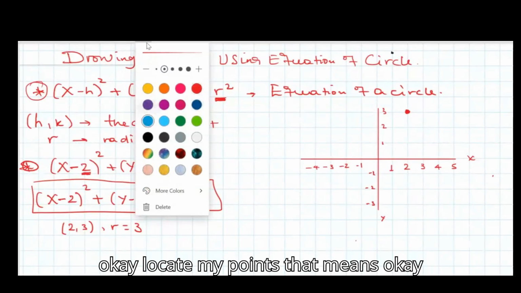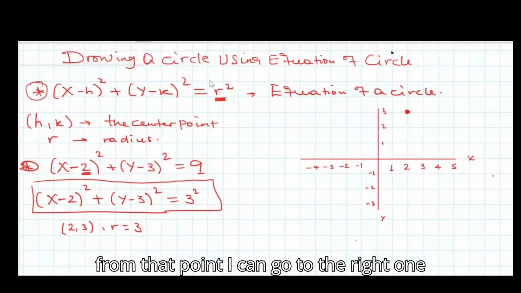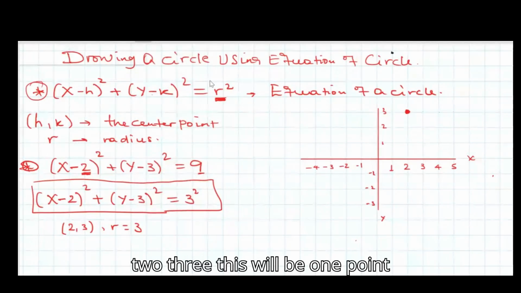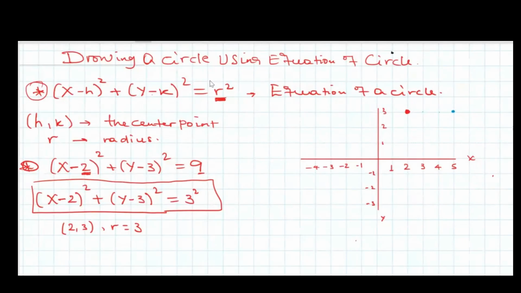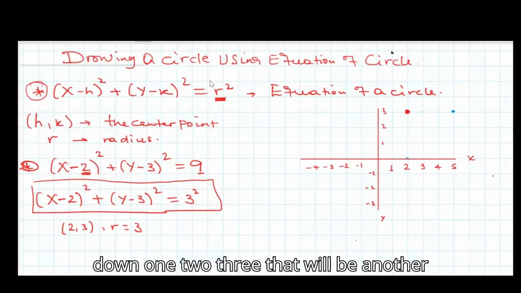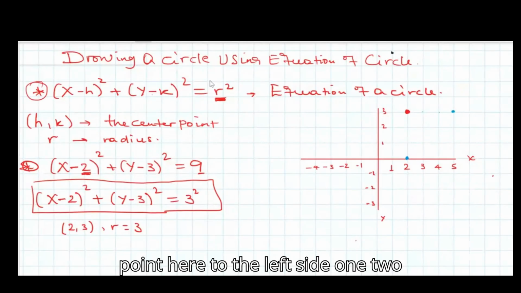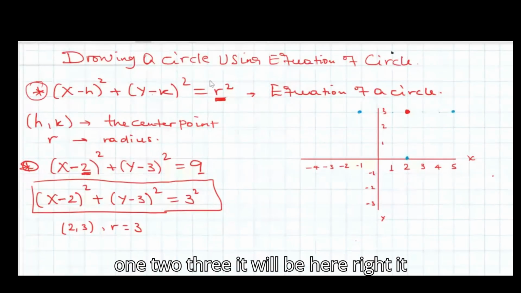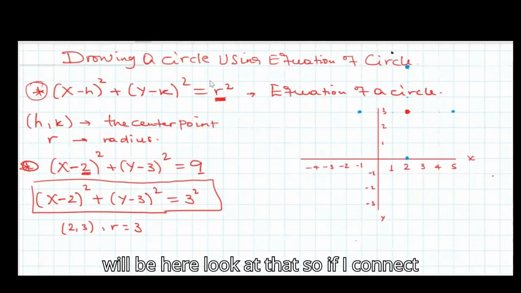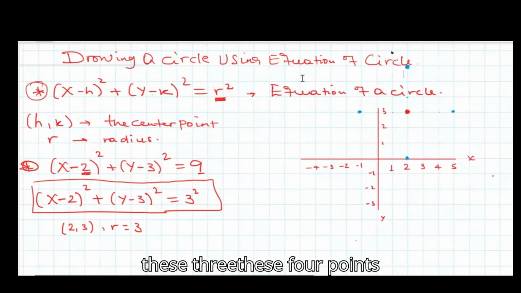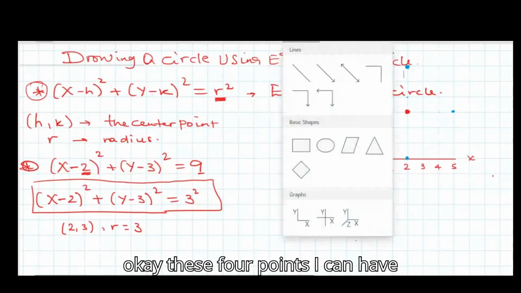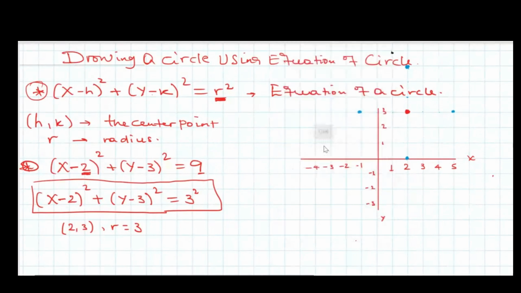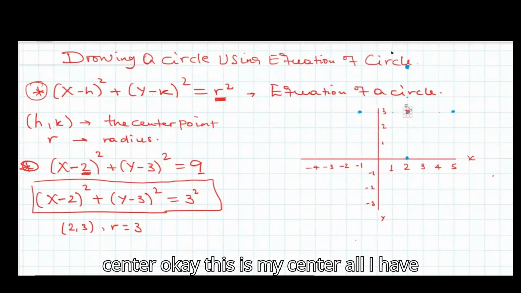From that point I can go to the right, 1, 2, 3. This will be one point. Down, 1, 2, 3. That will be another point here. To the left side, 1, 2, 3. This is going to be another one. Up, 1, 2, 3. It will be here. Look at that. If I connect these 4 points, I can have my circle. This is my center.